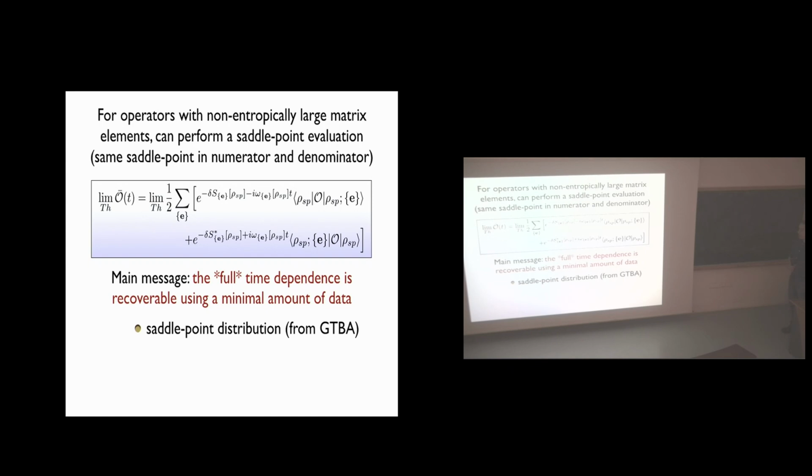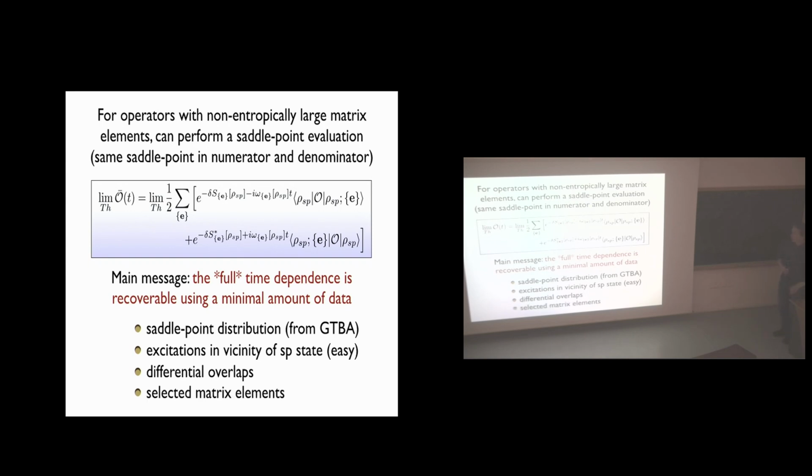Yeah, so that's what you need. You need the saddle point that you get from the generalized thermodynamic Bethe ansatz. You need the excitations in the vicinity of the saddle point state, which is just an exercise in integrability. And you need the differential overlap functions, which is this function here. So it's just looking at the way overlaps change when you do that. And of course, you've got matrix elements here, so you need the kind of basis information for this. Okay, so that's the general philosophy.